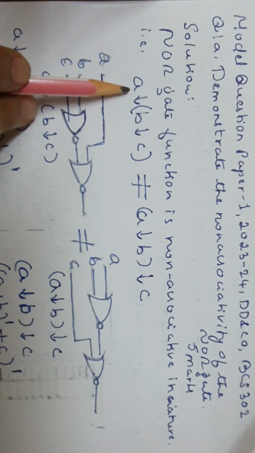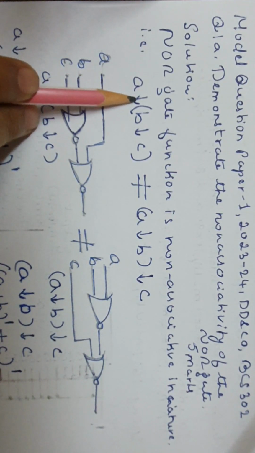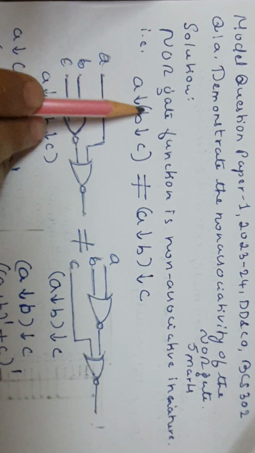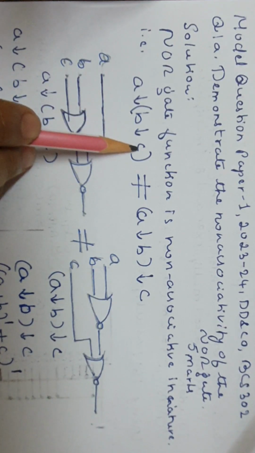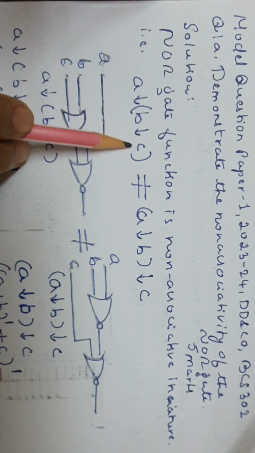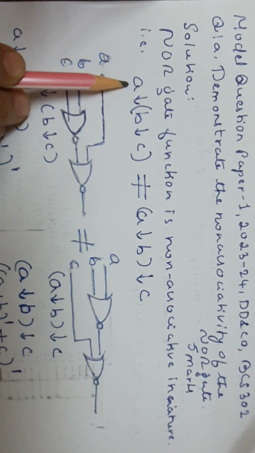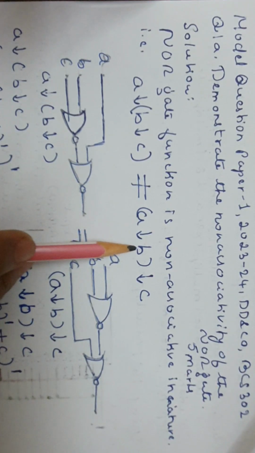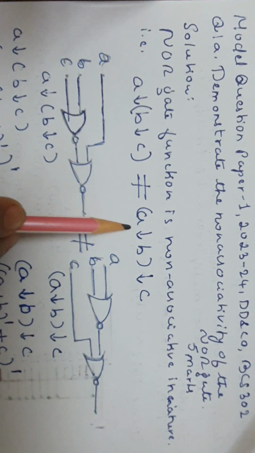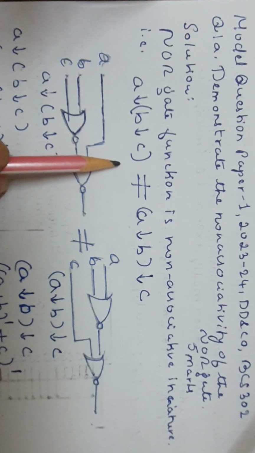That means if there are 3 input variables, and this is the NOR gate operator, then this can be read as A logically NORed with B NORed with C. It means first B input is logically NORed with C, then the output of that is logically NORed with A. Here A is logically NORed with B first, and its output is next logically NORed with C. Whether the output of both are same? No. That is what is meant by the NOR gate function or NOR operator being non-associative in nature.